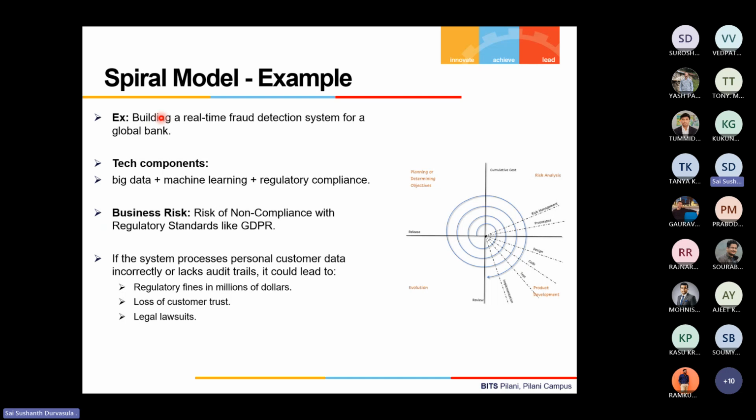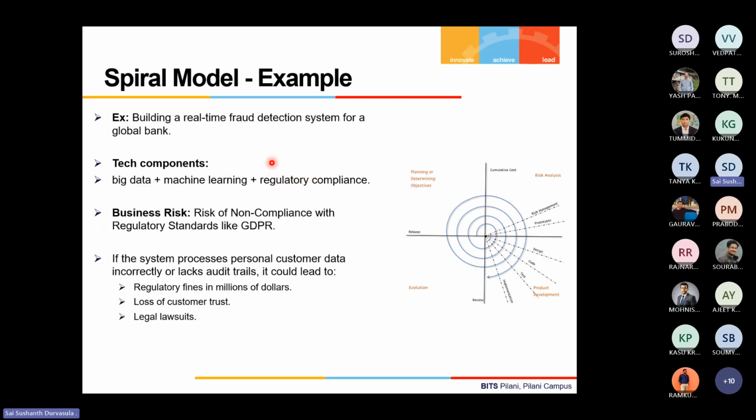The example is, if you are building a real-time fraud detection system for a global bank, on the tech components side, because it's fraud detection, you need some machine learning algorithm to run, which means you need huge volumes of data for training it well. So it may be big data, either volume-wise, variety-wise, however it is characterized. And then you run your machine learning pipeline against this data.